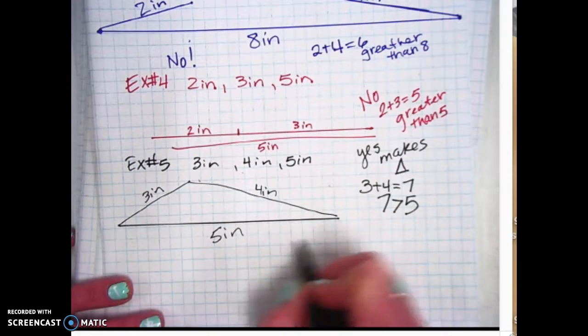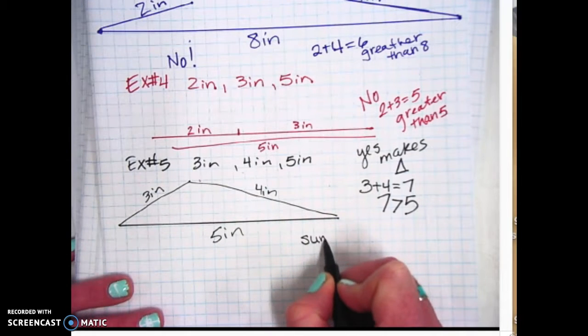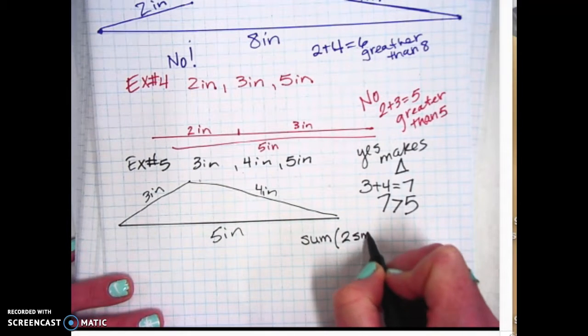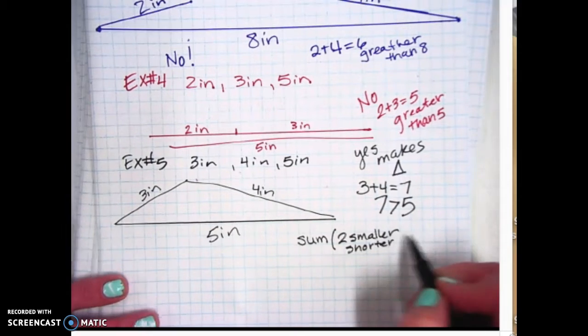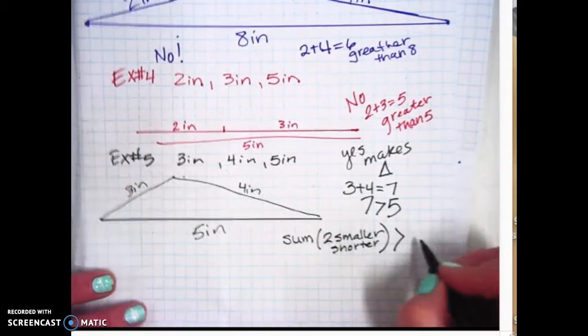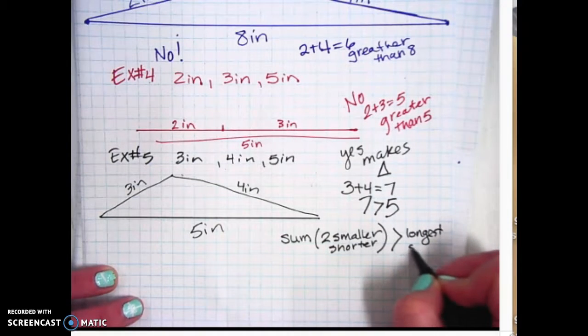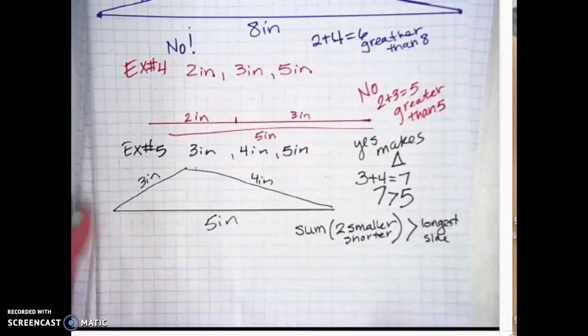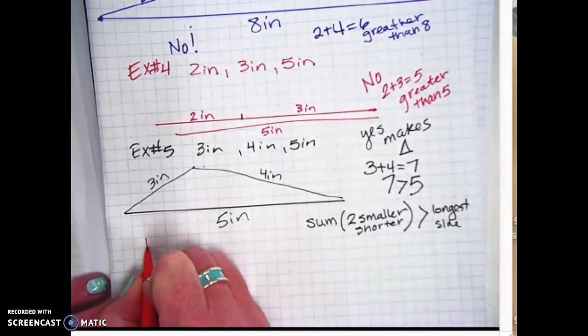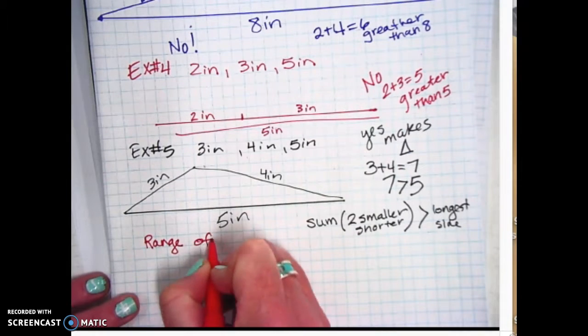Okay, so basically you need the sum of the two smaller, or shorter, sides to be greater than the longest side. Otherwise, it's not going to make a triangle, even if it's exactly equal. Right? Like we saw on example 4, it was exactly equal and it made a flat triangle. So it was like not a triangle. All right. One more thing we need to talk about, and that is called the range of the sides.